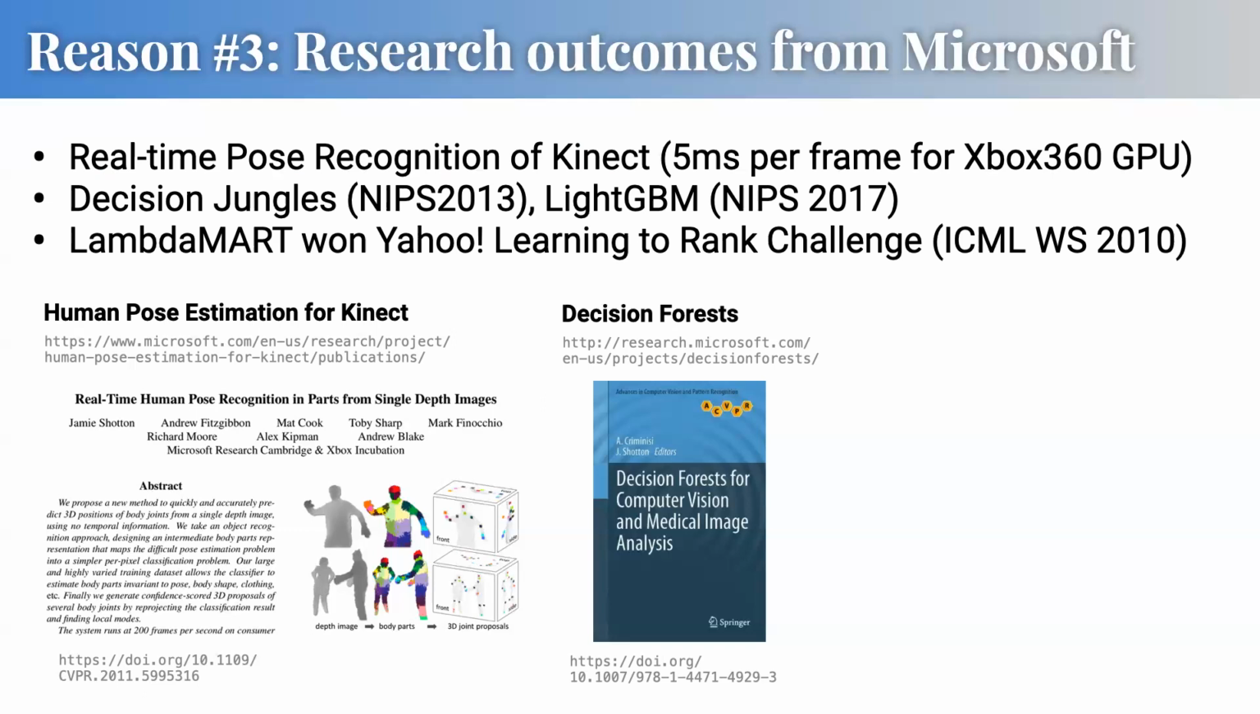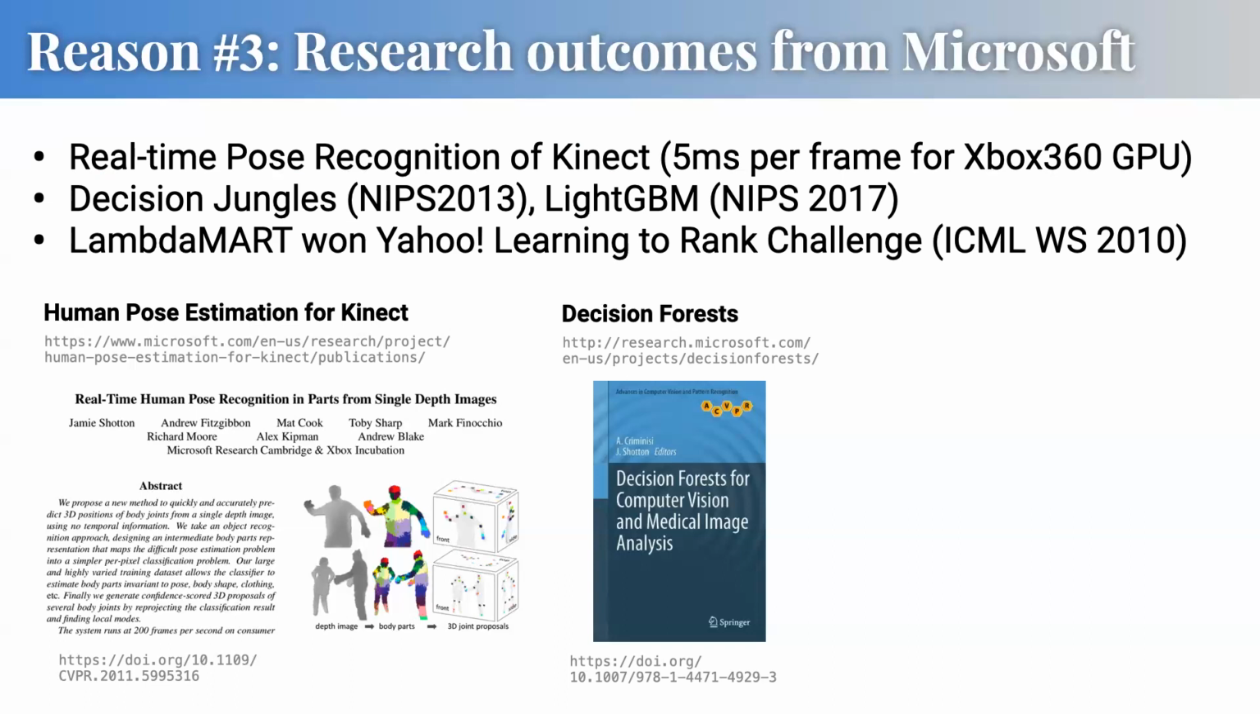And also, machine learning algorithms known as decision jungles or LightGBM are all from Microsoft. And also, they won some learning to rank competitions, which means information retrieval, like Google search. So we can use decision tree ensembles for improving search algorithms.